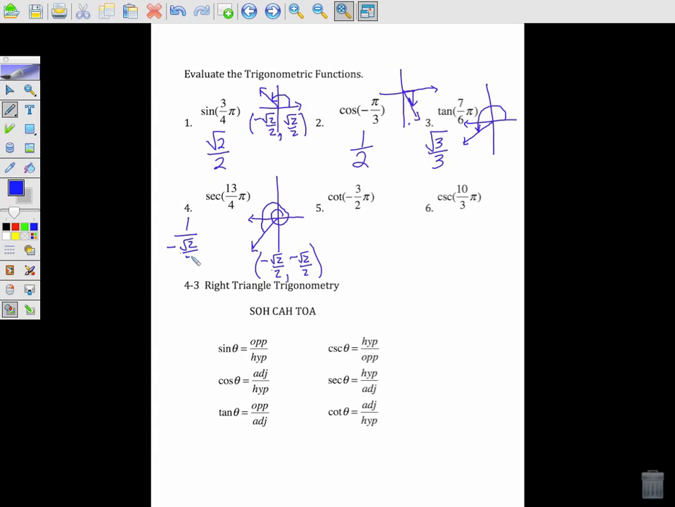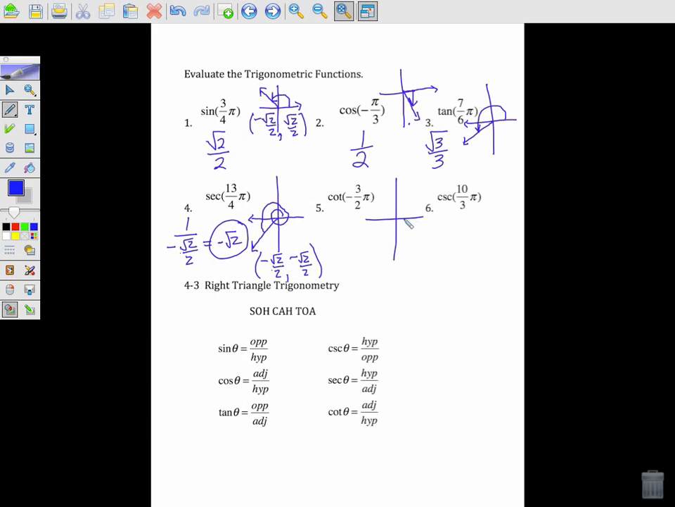So 1 over -√2/2 ends up being -√2. That would be the final answer. You might want to show some more work with that, multiply by the reciprocal and then rationalize. You might need to do that in order to get to your -√2.